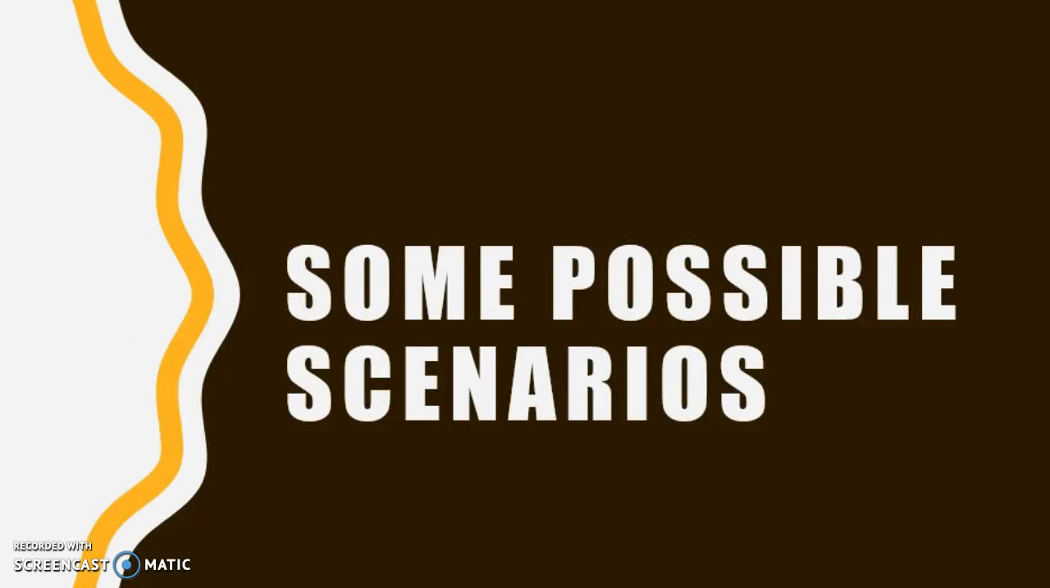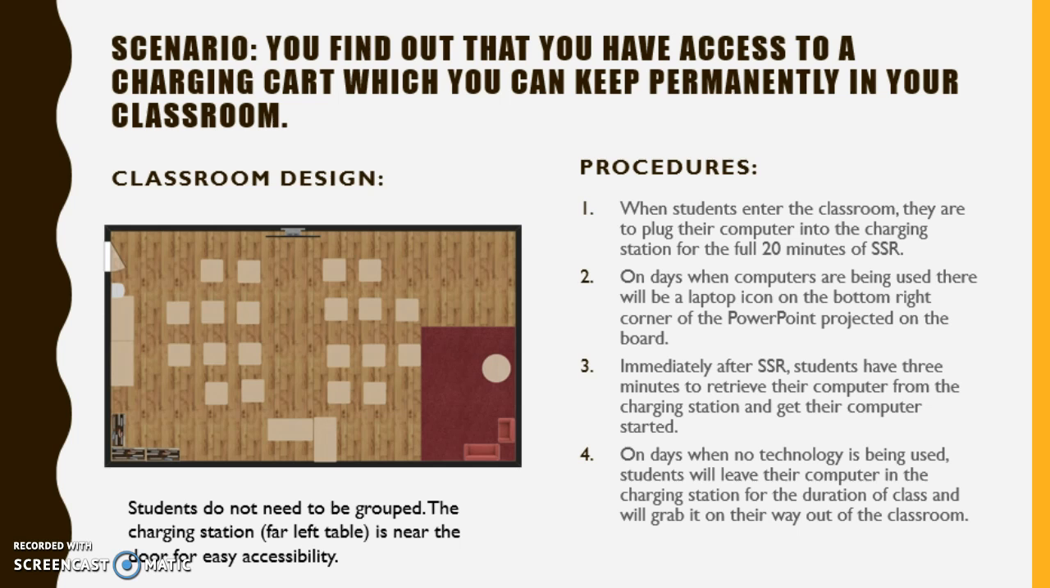Because of the general nature of this solution, I have created a few scenarios to consider. Our first scenario involves you having access to a charging cart that you can keep permanently in your classroom. You can see here from our seating arrangement that the students are sitting independently, they're not in groups, and there's plenty of space between the rows. The far left looks like a table, and we're going to go ahead and say it's a charging cart.